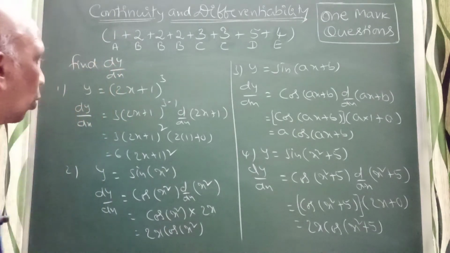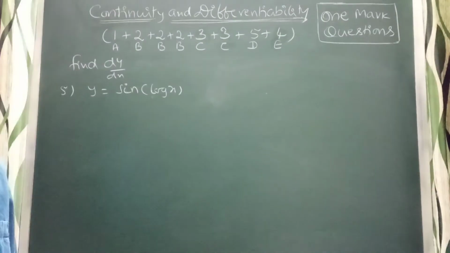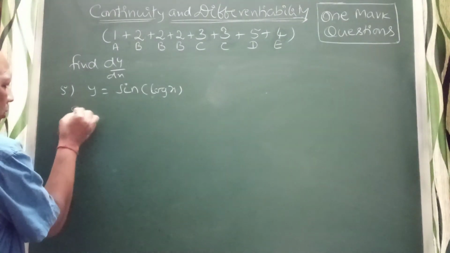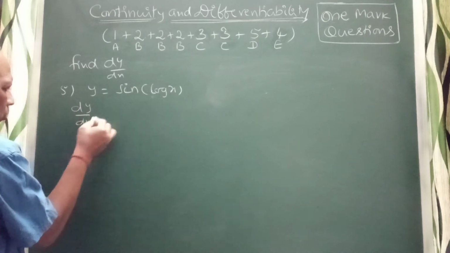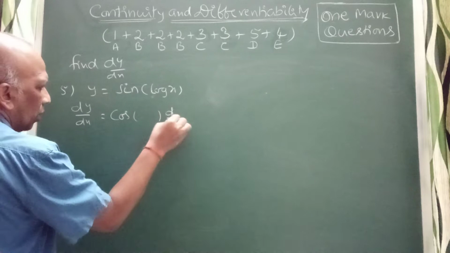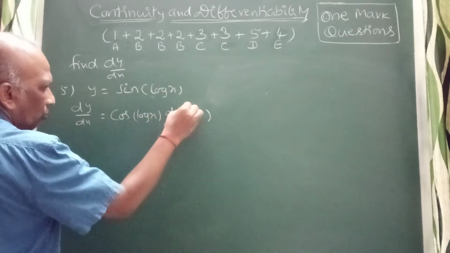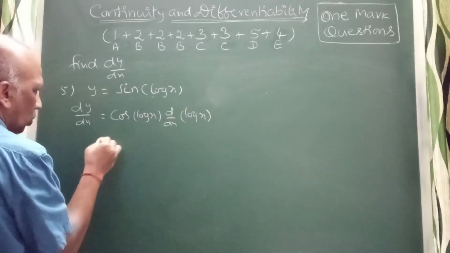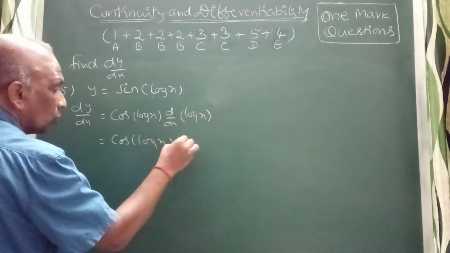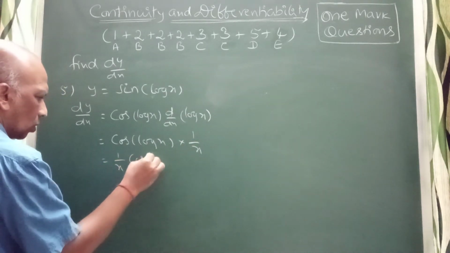Now I will explain one more problem we have. Like y is equal to sine of log x. Now see in this problem y equal to sine of log x. Again I can think about dy by dx. So sine of something, cos of something, into d by dx of something. What is something here? Log x. So cos of log x. So the derivative of log x is 1 by x. Your answer is 1 by x cos of log x.